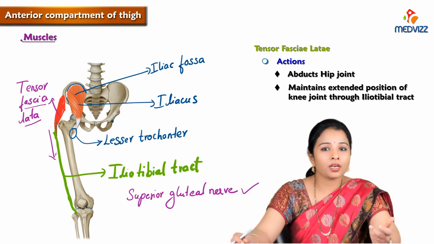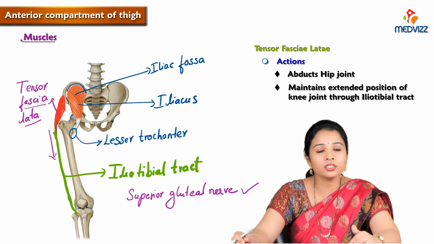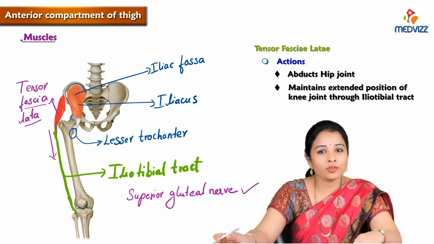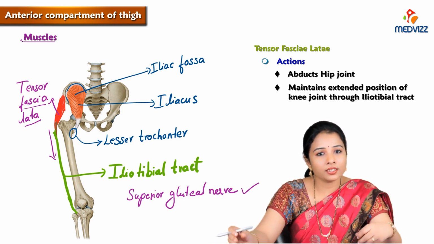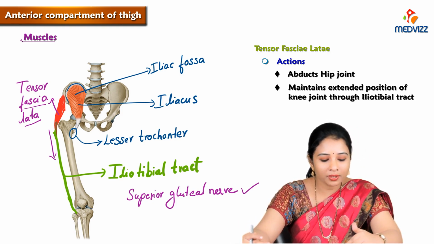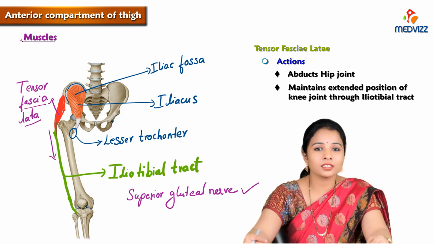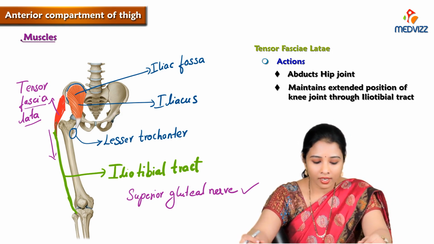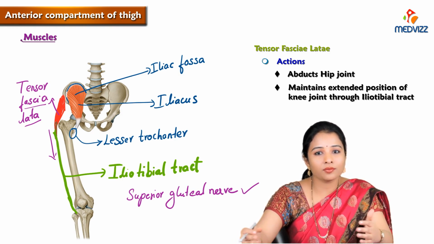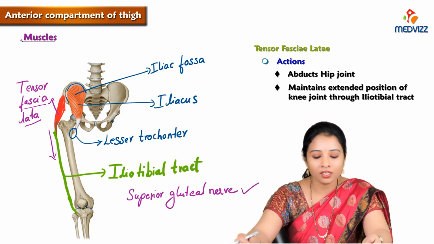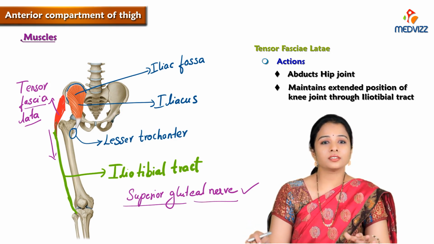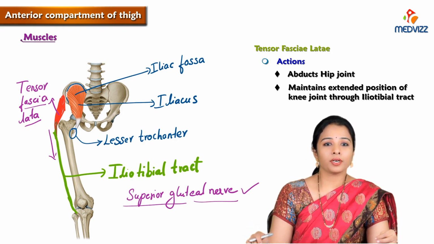But developmentally it is a muscle of the gluteal region which has migrated to the lateral aspect of the thigh. So during the course of evolution, it retains its nerve supply. So though we say it is under the lateral and anterior compartment, some books give tensor fascia lata as a part of the gluteal muscles, and sometimes some books give it as a part of the anterior compartment muscles because it is present at an intermediate level. So the nerve supply of it is the superior gluteal nerve. So this completes the muscles in the anterior compartment of the thigh.